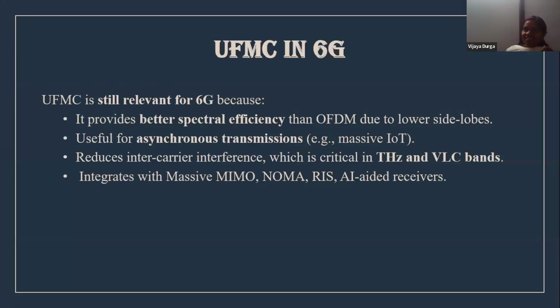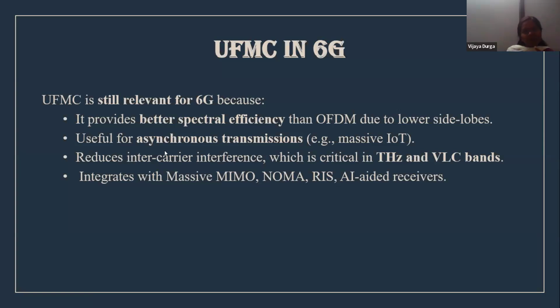And UFMC in 6G, we can use UFMC in 6G also. UFMC is still relevant for 6G because it provides better spectral efficiency than OFDM due to lower side lobe levels. And for asynchronous transmissions, there is no need of synchronization at all. It also reduces intercarrier interference, which is very critical in terahertz and VLC bands. So that's why you can combine the RF UFMC waveform with the VLC band. Then it can offer 6G communication.